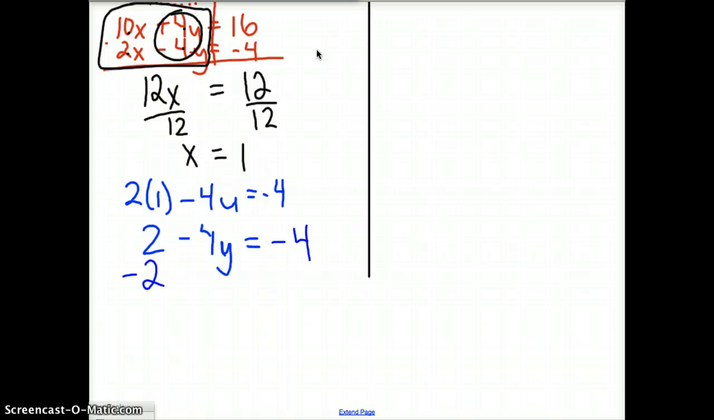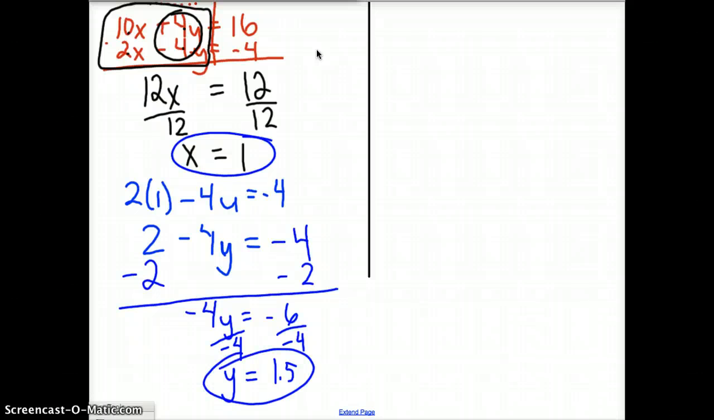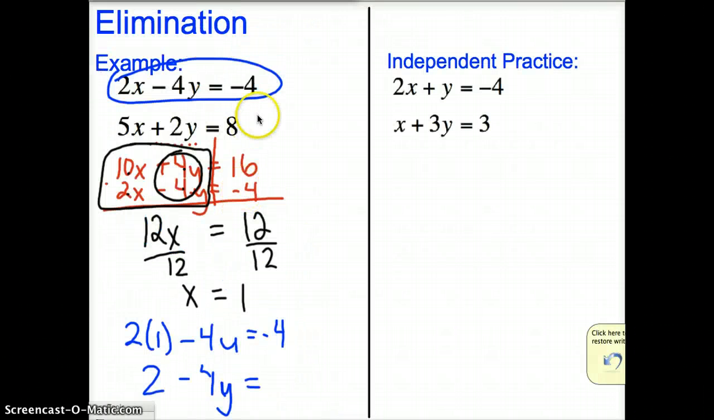Continuing to solve, subtracting 2 from both sides, I get negative 4y equals negative 6, and then last step, dividing both sides by negative 4. And I get y equals positive 1.5. So now I have my point of intersection, 1, 1.5. Okay, so elimination can be tricky in that you sometimes have to multiply by something in order to get something to eliminate. So our solution was 1, 1.5.